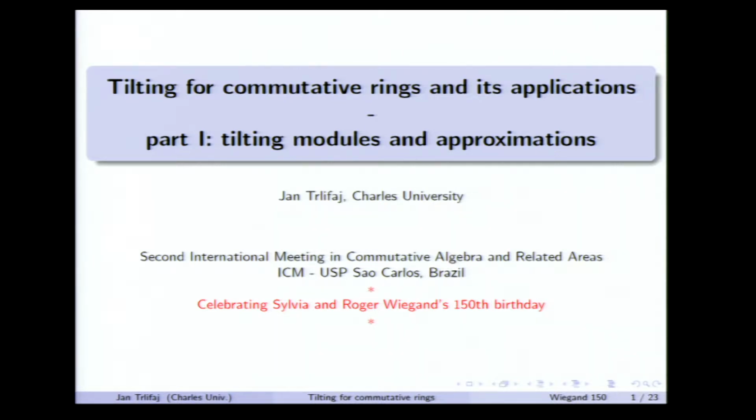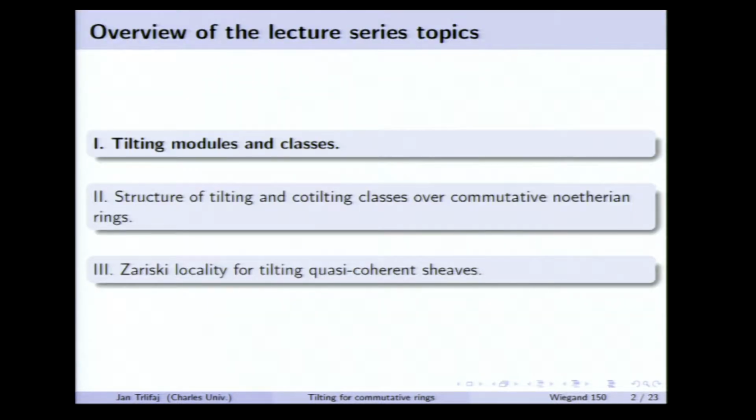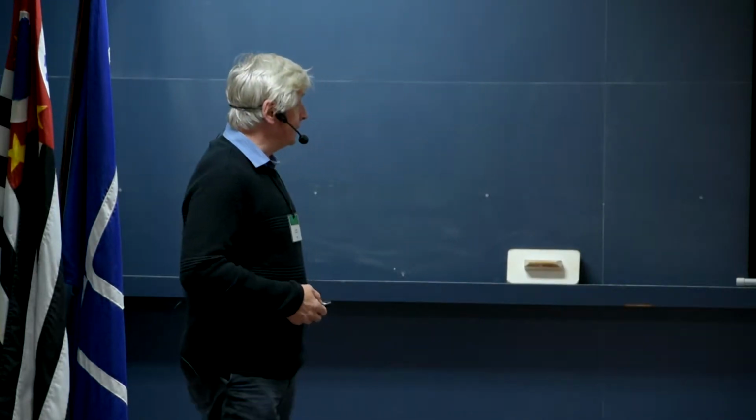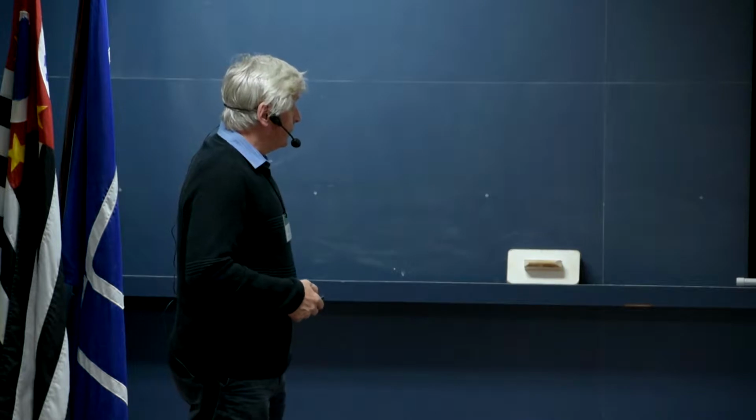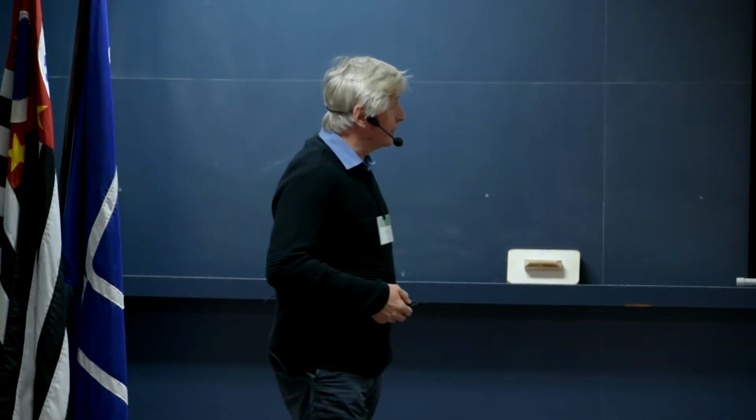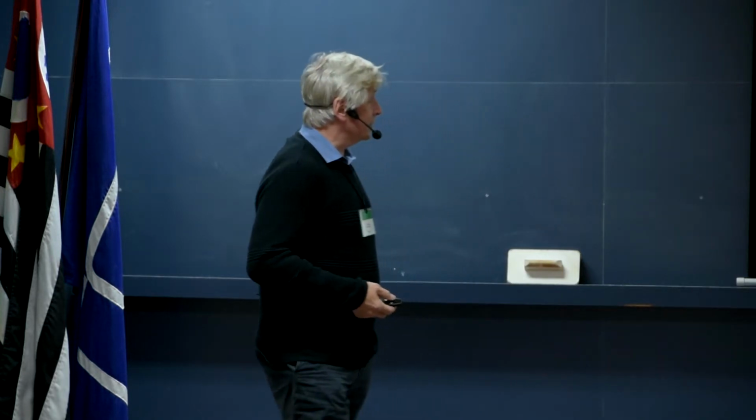And the tilting theory I will speak about, my talks will concentrate on the general notion of a tilting module and tilting class. The particular emphasis is that the modules are infinitely generated, and they are the interesting ones in the commutative case. So the first lecture will be in this general setting with examples in the commutative case, and then the second lecture will look at the concrete setting of commutative Noetherian rings and classify the tilting and cotilting classes.